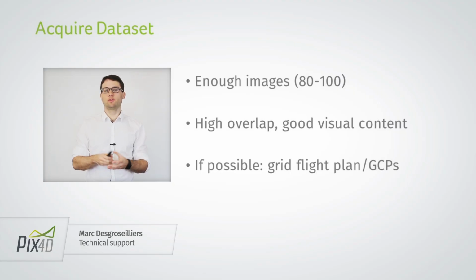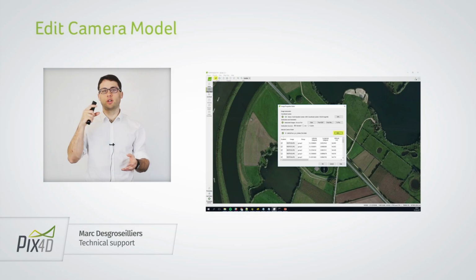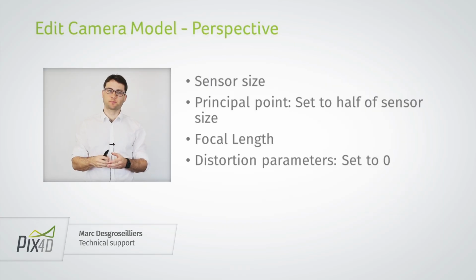First thing you're going to do is go in the Edit Camera Model window, and you will select the initial parameters for the optimization. This will depend on whether you have a perspective or a fisheye lens. If you have a perspective lens, then you will input the sensor size and the principal point, and you will input the focal length. Now, the focal length is really important to get right, so you want to input the actual focal length of your camera.